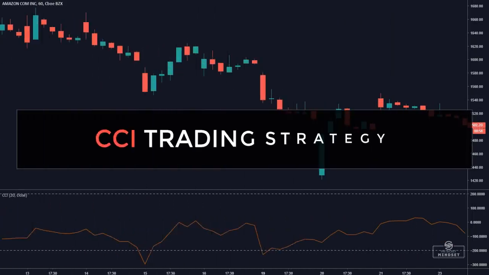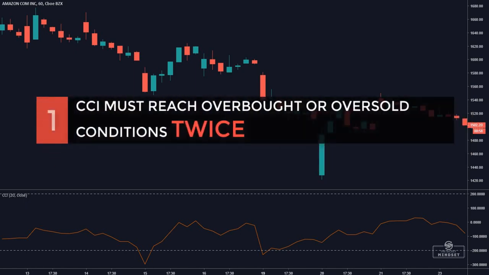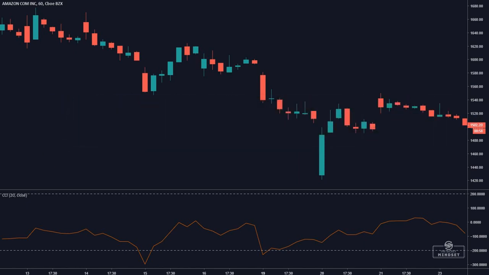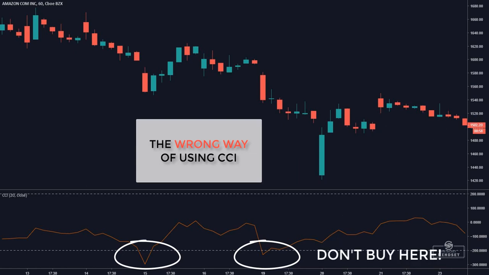Our CCI trading strategy involves three conditions to be met. Here's the first condition. The CCI must reach overbought or oversold conditions twice. The commodity channel index is used by many people in a wrong way. When the CCI hits or exceeds values of -100 or 100, many traders interpret this as a signal to enter counter-trend positions in response to overbought and oversold conditions on the market.